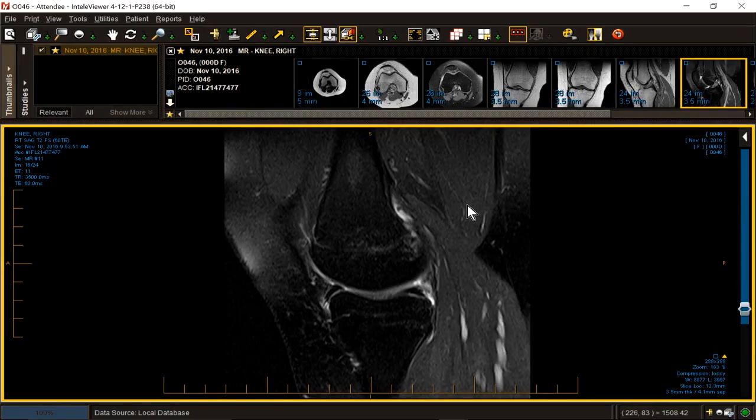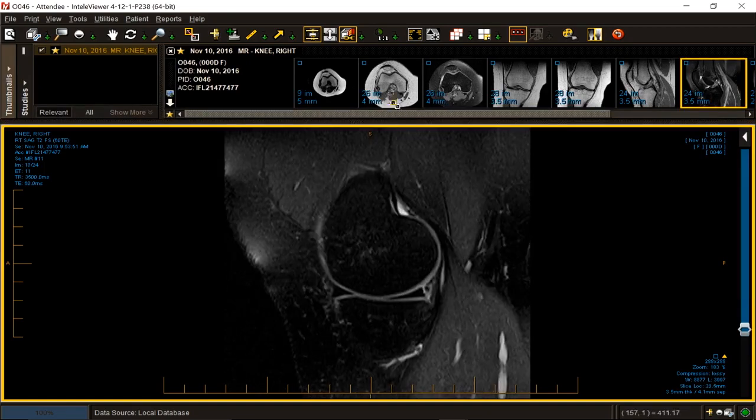It's an 18-year-old female with right lateral knee pain since a rugby injury. Yes, there are women playing rugby. She had 2 injuries. One on October 12th and one on October 22nd. And so this study was done approximately 2 to 3 weeks after those injuries. Evaluate for anterior cruciate ligament tear.